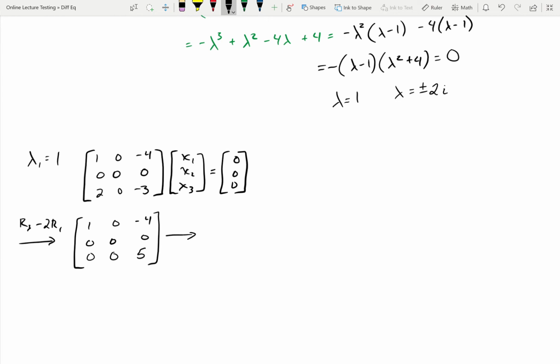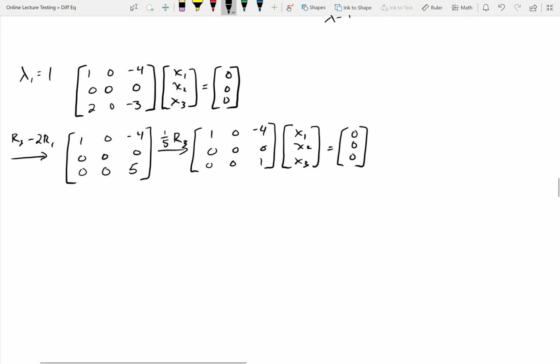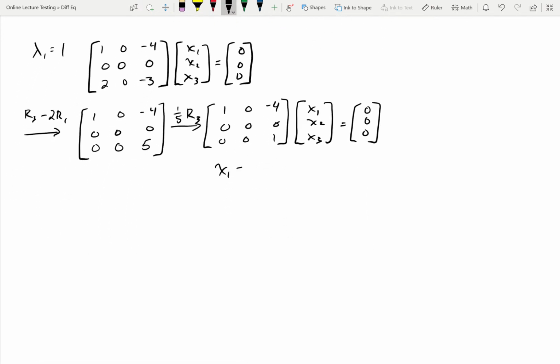And then go ahead and reduce this one down, 1/5 row 3. So we got 1, 0, negative 4, 0, 0, 0, and then 0, 0, 1. All right. So then we're going to multiply that by x1, x2, x3. And again, we want this to equal 0, 0, 0. All right, real quickly, we get x1 minus 4x3 is equal to 0, we get x2 can actually be any value, provided that we don't have a non-trivial case of 0, 0, 0. And then x3, since we have this 1 here, x3 has to equal 0 in this case, which implies that x1 also has to equal 0.